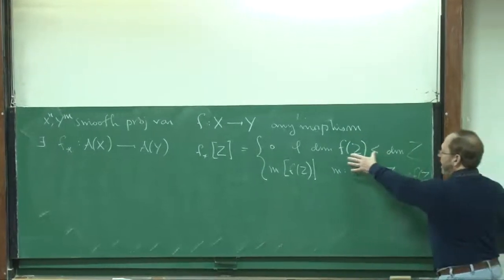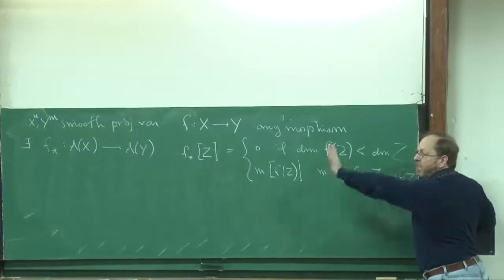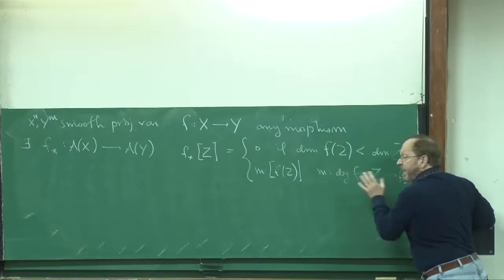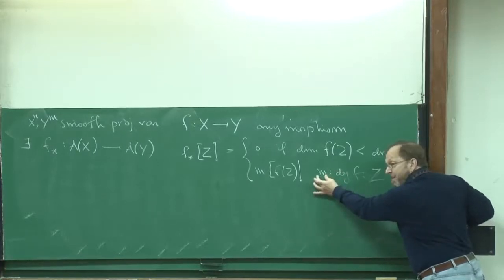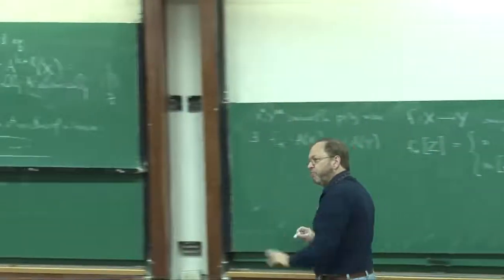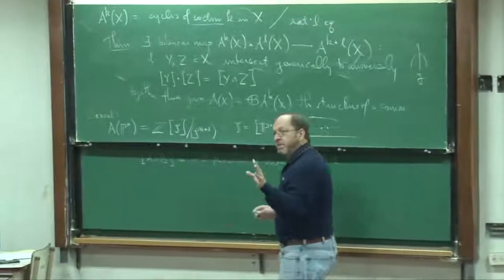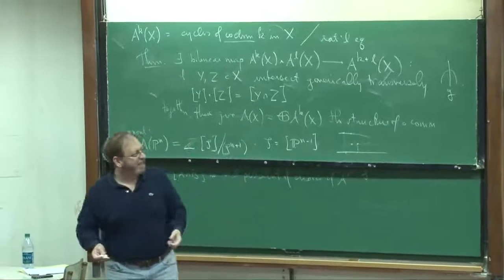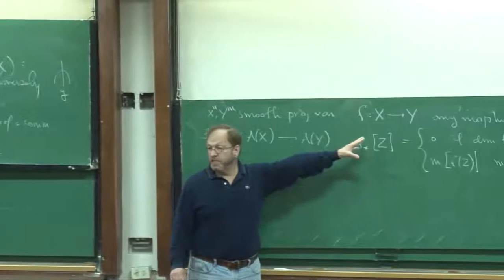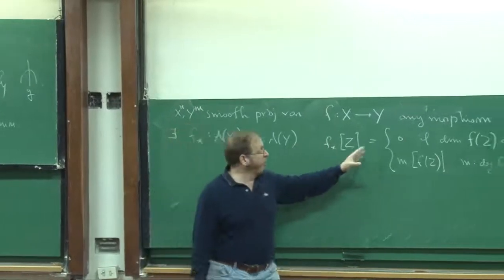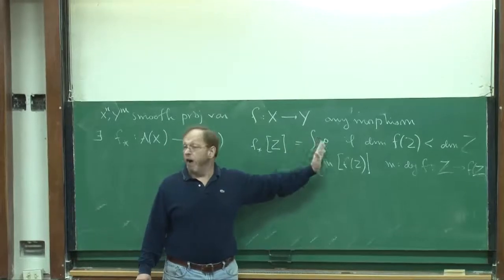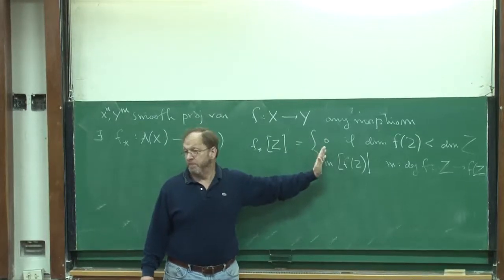So again, if the image has strictly smaller dimension, I just set the push forward of the class equal to 0. If it has the same dimension, I take the image, but multiplied by the degree of the map. This is a sort of elementary process. I don't need a lot. I mean, I have to check a lot of things. But I don't need, for example, a moving lemma to establish this, because in effect, I've told you what the push forward of the class of z is without any restriction on z.